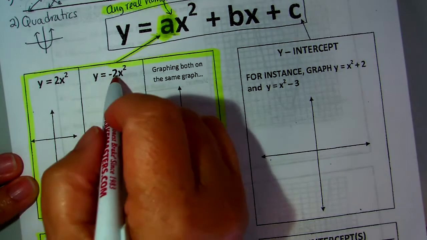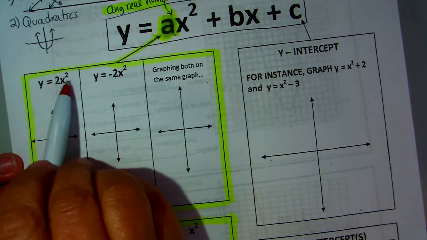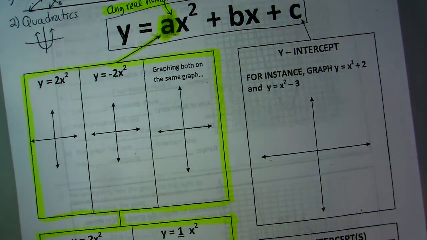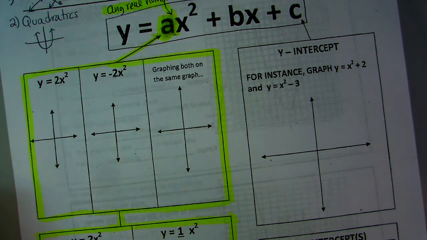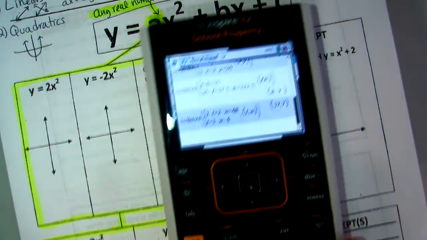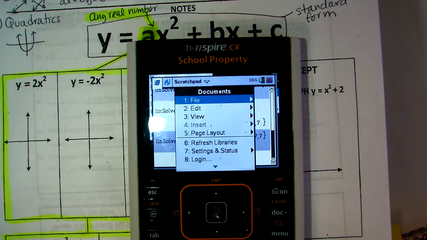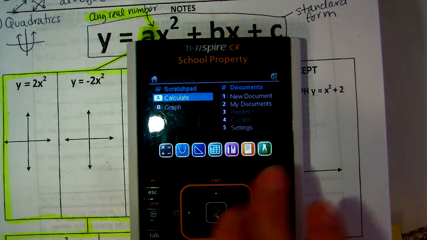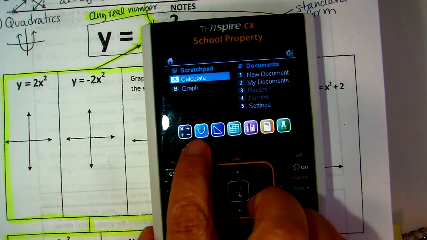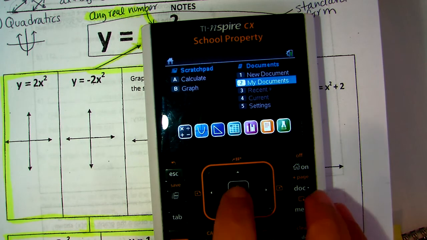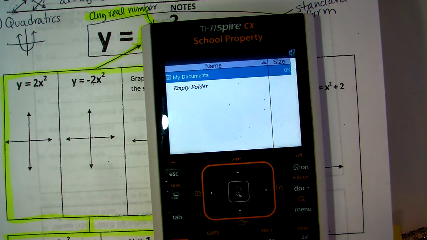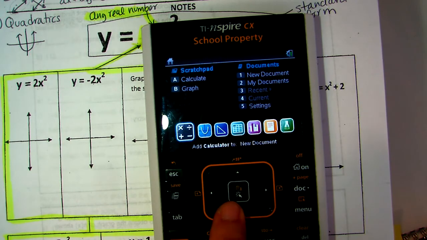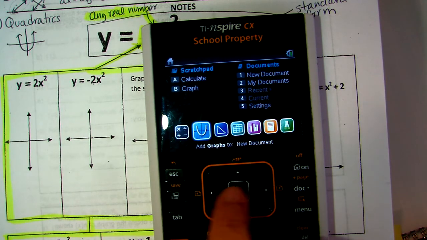And you see these two examples right here. You have y equals 2x squared and y equals negative 2x squared. So, I want you to practice with your calculator. Let me delete all this. This is what we were doing with our systems of equations. Now we're going to go to the graphing button. But before I do that, let me make sure that I delete all documents. I don't believe I have any documents. We're going to use the graphing button right here. Oops, there we are.